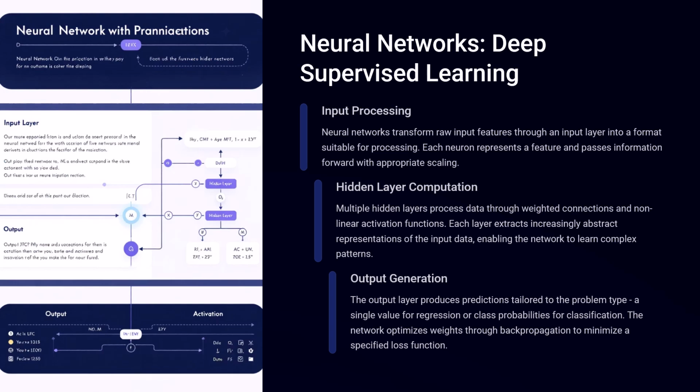Input processing. Neural networks transform raw input features through an input layer into a format suitable for processing. Each neuron represents a feature and passes information forward with appropriate scaling.